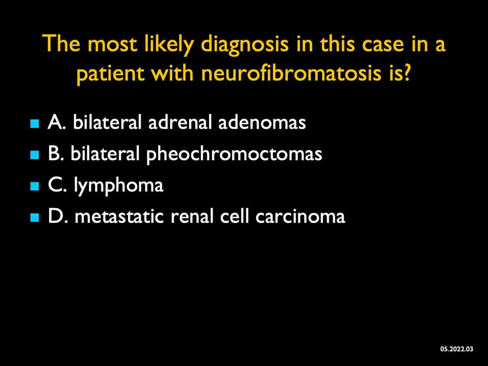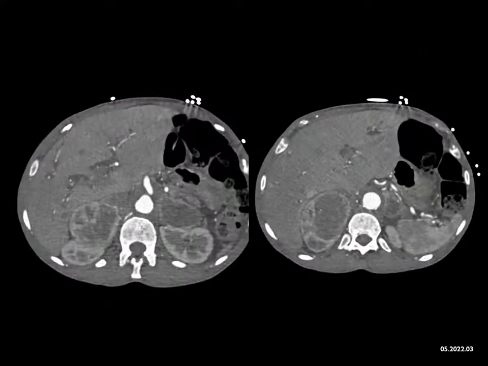The most likely diagnosis in this case in a patient with neurofibromatosis is, well, what do I see here? I see bilateral adrenal masses. They're also cystic. Now, the one on the right and even the one on the left has an enhancing rim, so it's not adenomas. Lymphomas can be bilateral, but they're solid, not cystic. Metastatic renal cell is typically hypervascular, so that would be unlikely. And I also gave you a history of neurofibromatosis.